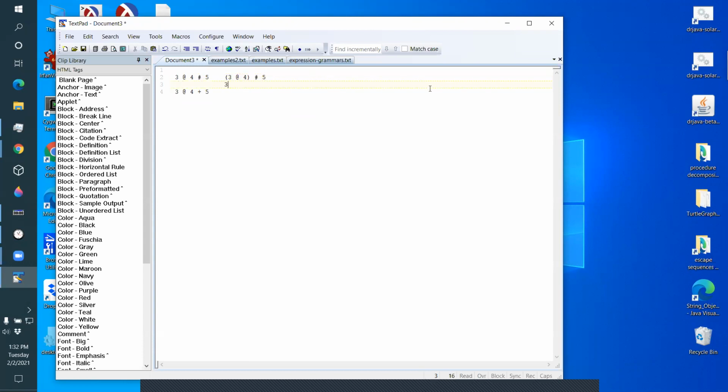But I could just as easily group it the other way. I could say 3 @ (4 £ 5). Now I've said I want it grouped the other way. The precedence rules tell you what it should do when there's no grouping. If there's no grouping, would you group it this way or would you group it this way? That's called the precedence rule. Which operator has higher precedence?